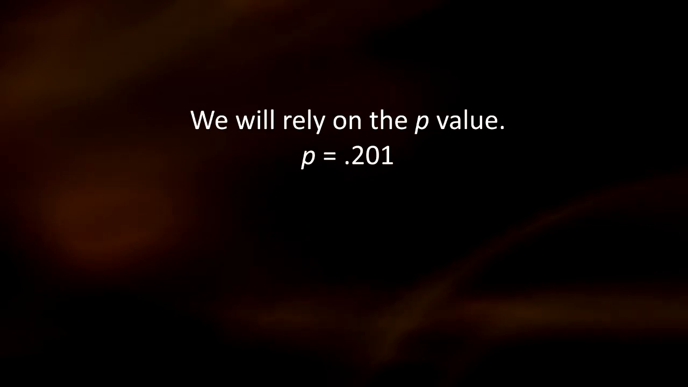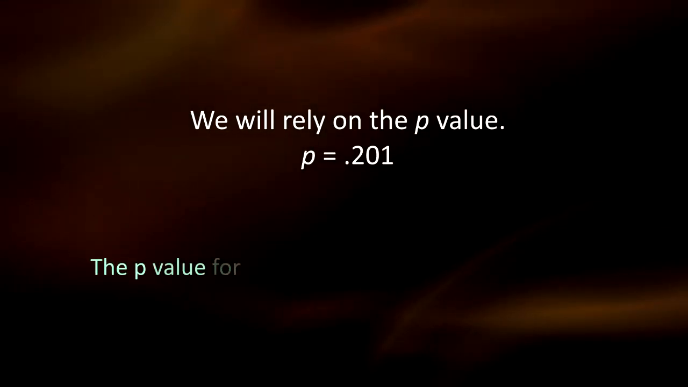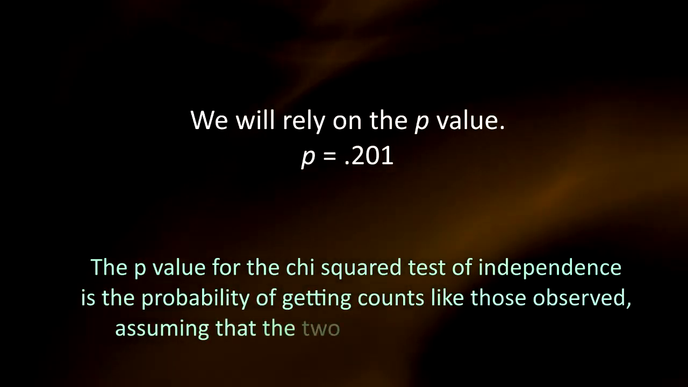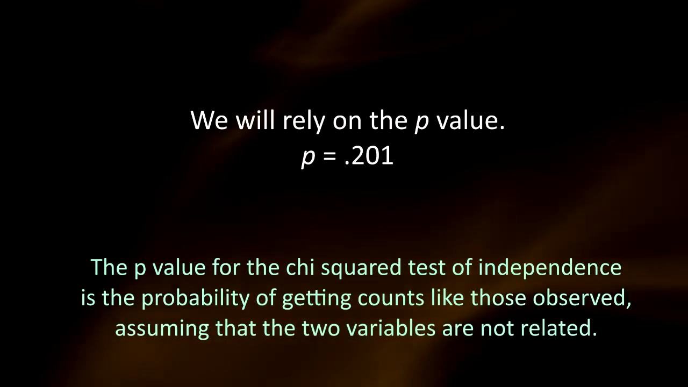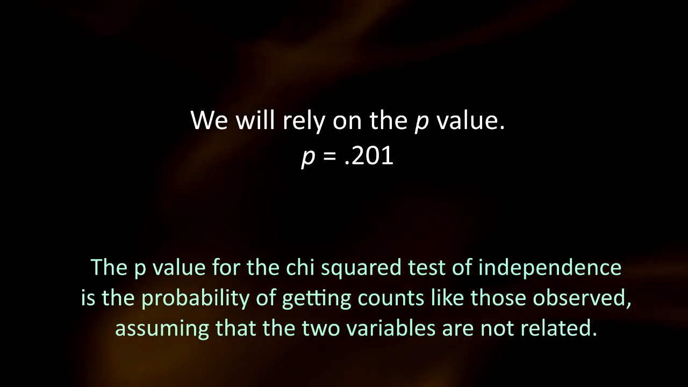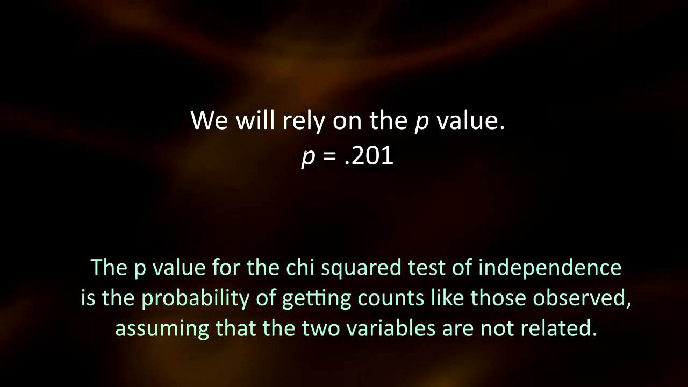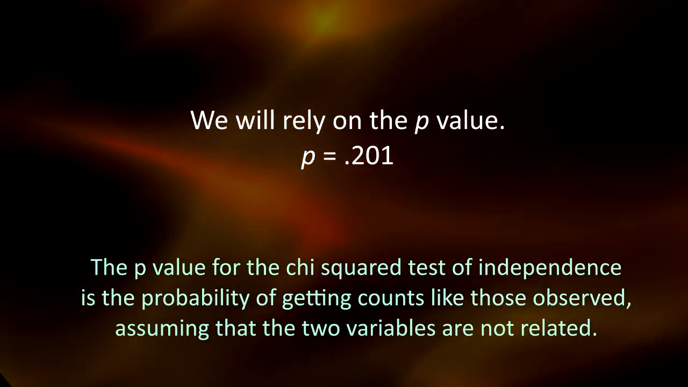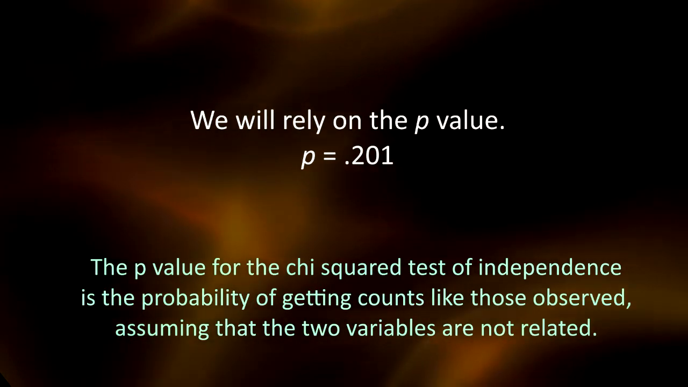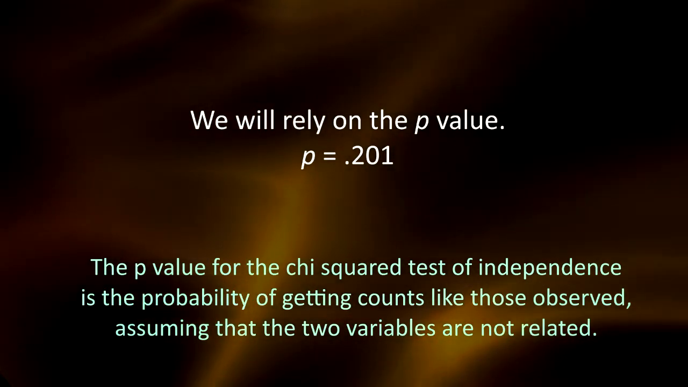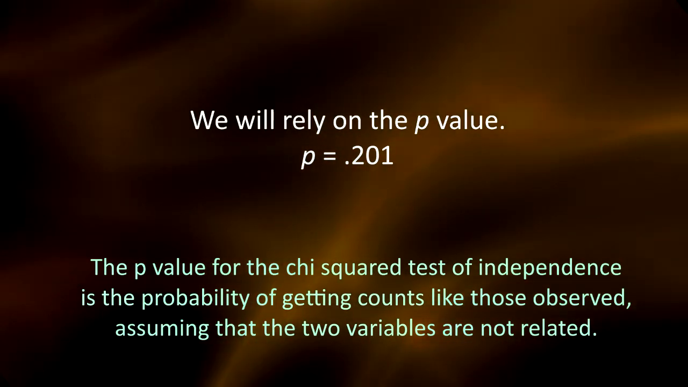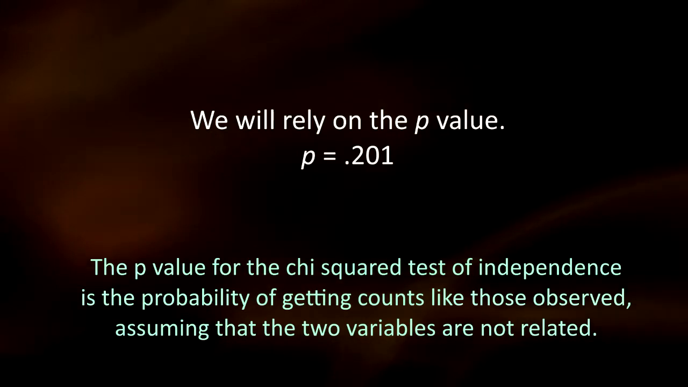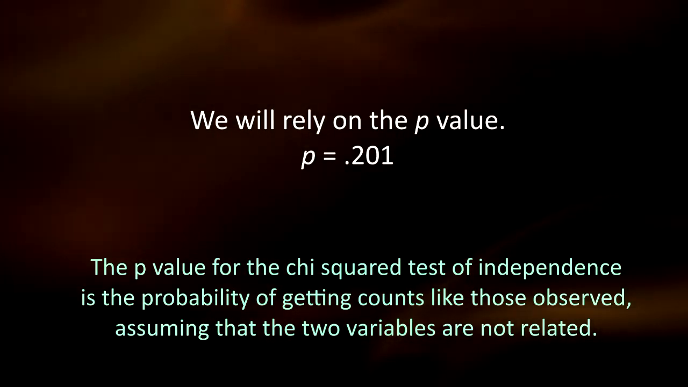The p-value for the chi-squared test of independence is the probability of getting counts like those observed assuming that the two variables are not related, which is what is claimed by the null hypothesis. The smaller the p-value, the more surprising it would be to get counts like we did if the null hypothesis were true. Technically, the p-value is the probability of observing a chi-square at least as large as the one observed. Using our statistical software, we'll find that the p-value for this test is 0.201.